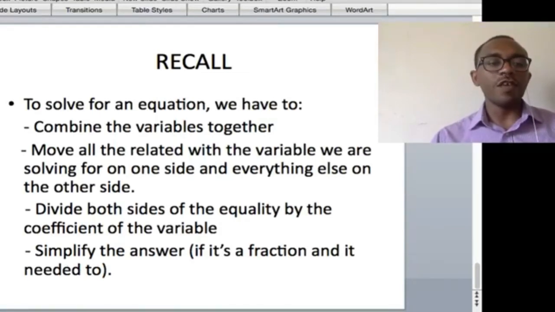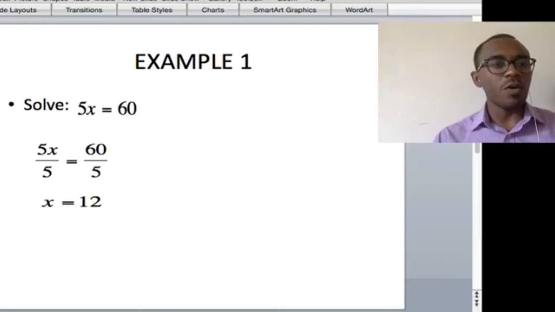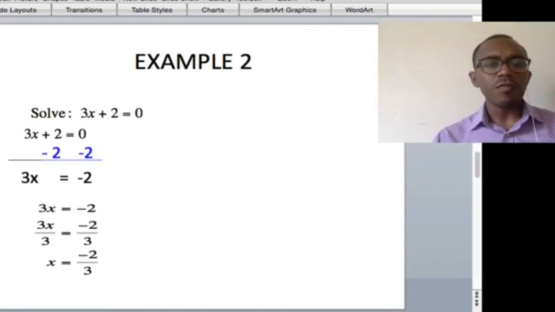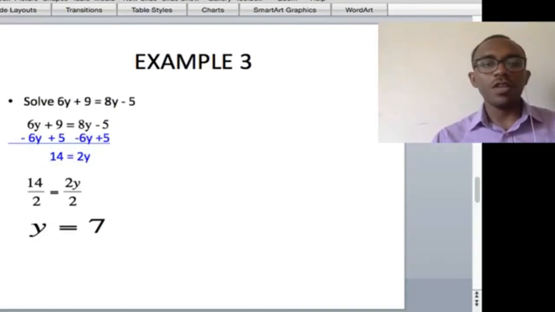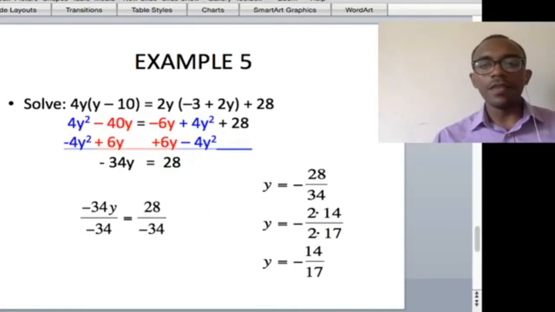And the word simplification means, for example in example 9, we divide both sides by 2. We have negative 28 over 34, we make it become negative 14 over 17. In example 1, we have 60 over 5, which becomes 12. Example 2, we have negative 3 over 2, stays the same. Example 3, that was 14 over 2, becomes 7. And example 4, there was nothing, so you just say the same. In example 5, we have negative 28 over 34, which becomes negative 14 over 17.